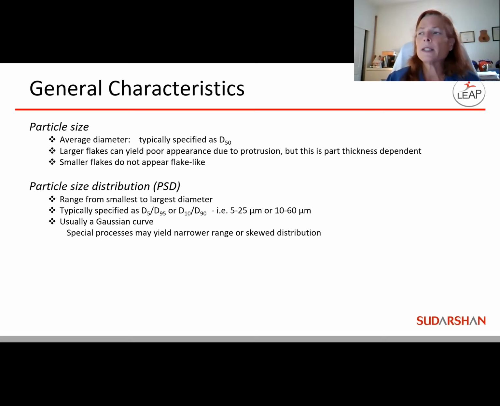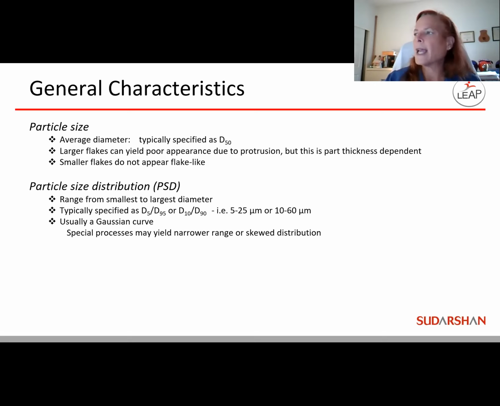The other key area to consider is the particle size distribution. We typically specify that from the smallest to the largest diameter. You might see that specified as either a D5 to D95, or more usually a D10 to D90, in terms of the Gaussian curve.